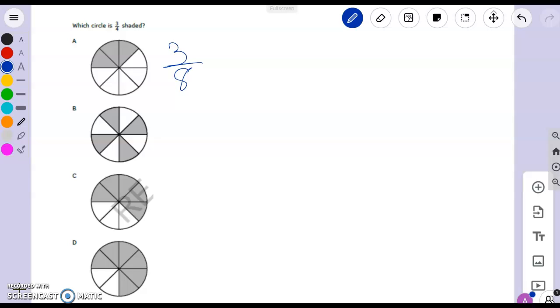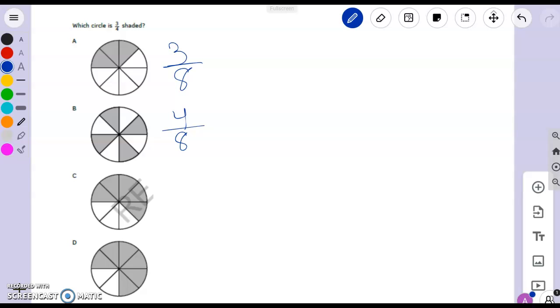Let's look at B. Let's see how many parts that's broken into. So 1, 2, 3, 4, 5, 6, 7, 8. It's also broken into 8 equal parts. So now let's count how many parts are shaded. 1, 2, 3, 4. 4 parts are shaded. So 4/8 represents that picture for the shaded amount.